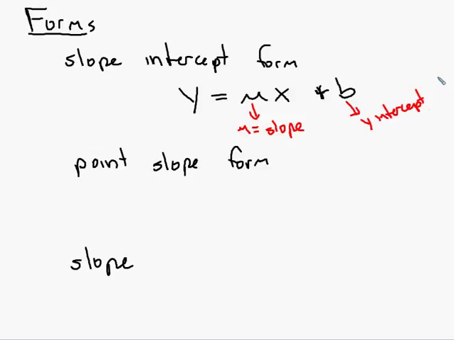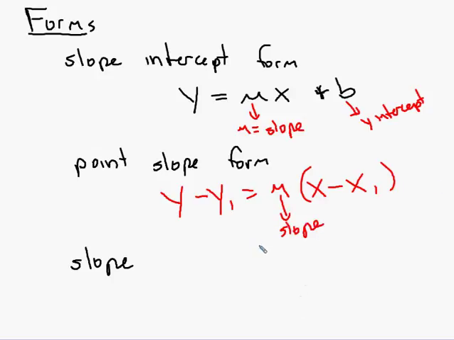All right, who remembers our point-slope form? Y minus y1 equals m times parentheses x minus x1. M is still slope. What are x1 and y1? Just points. This is our starting point, a point on the line.